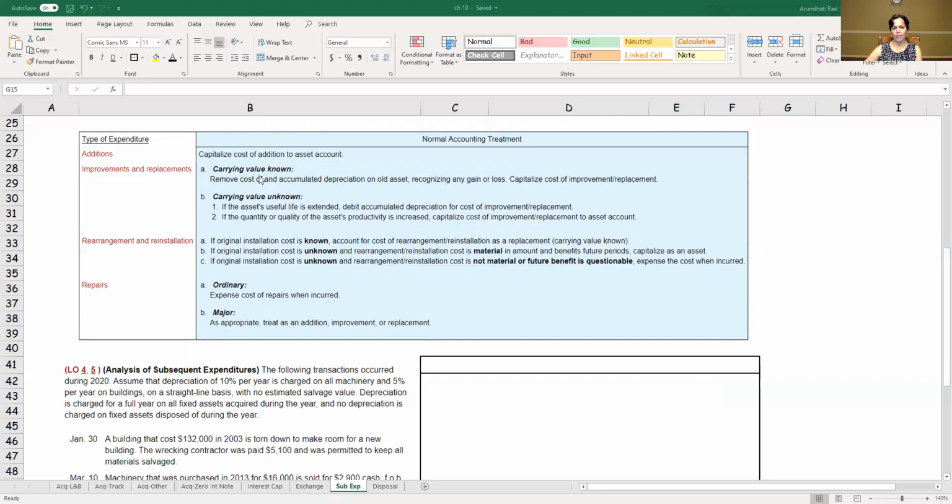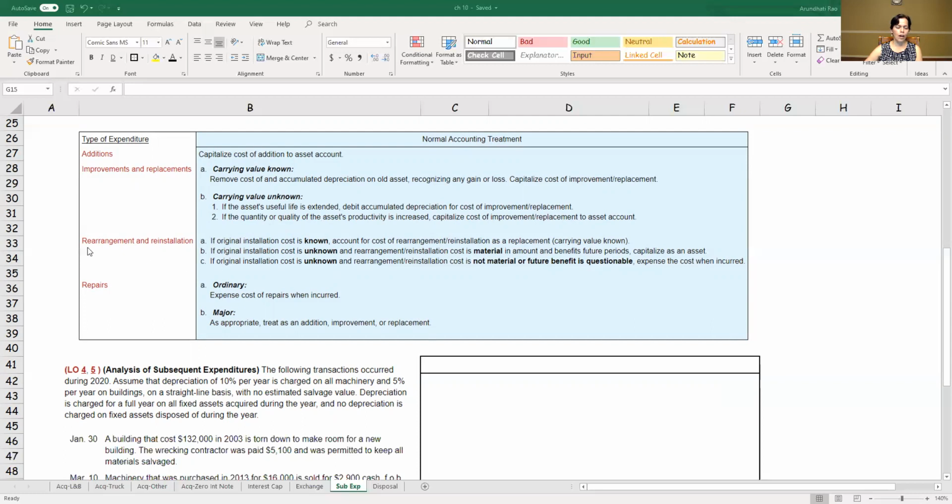First, do you know the carrying value? That is, do you know the accumulated depreciation or not? The second is, if you don't know that, then look to see, was the life increased or was just the quality and quantity of the asset's productivity increased? You would deal with those differently in terms of which account you would debit or credit.